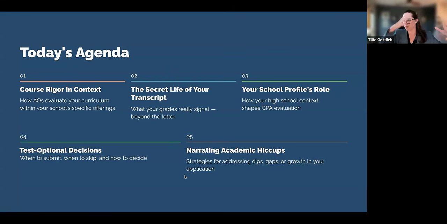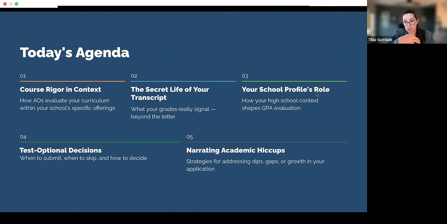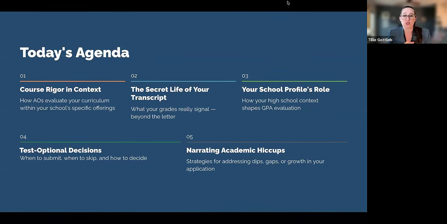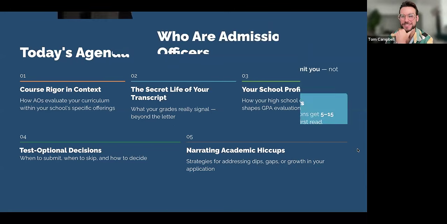Test optional. We're in this seemingly ever-shifting world of testing, so we do want to give you some updated information and concrete tips on how to approach test optional decisions. And then finally, what are some strategies for addressing dips, hiccups, gaps, issues, or ways that you've really grown throughout the application? We will give you a couple of insights there, but I'm going to hand it off to Tom.